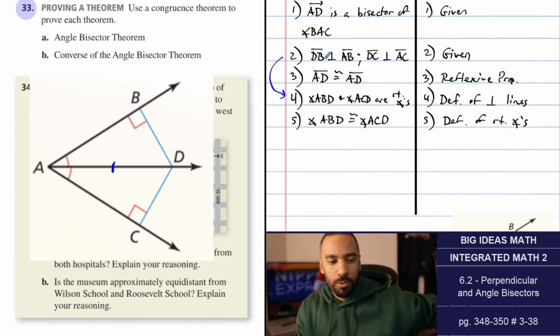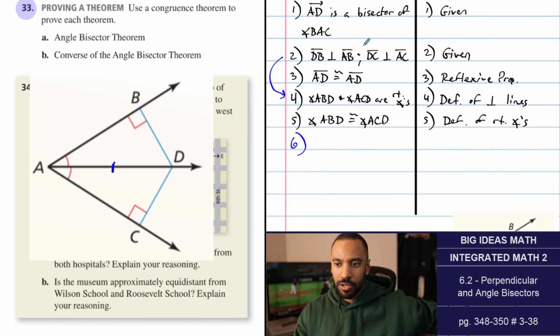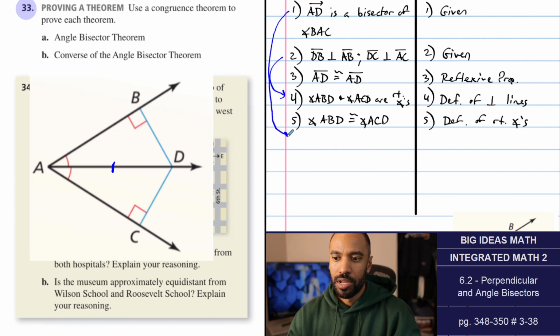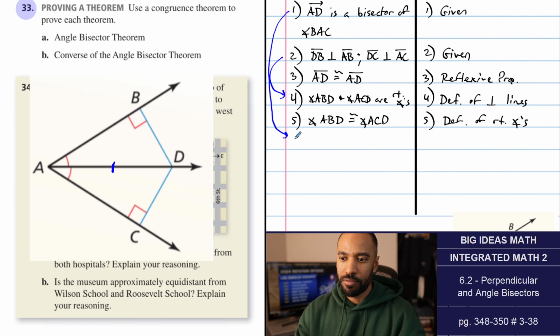AD is a bisector of angle BAC. I totally didn't note that either. Statement 1 is going to lead to statement 6, right? So this is going to be a little bit longer. Statement 1 leads to statement 6. My flow of this is terrible. This is why a flowchart proof would probably be nice in a situation like this.